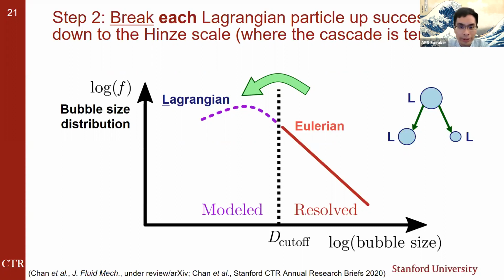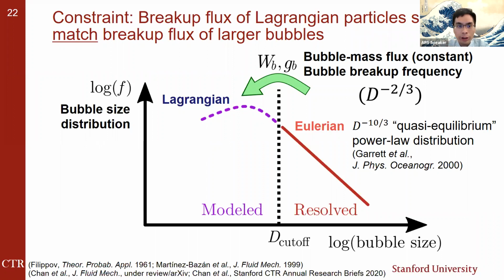Just like in single-phase LES, we need to match the Eulerian and the Lagrangian behavior. We can do this by matching the breakup flux of the Lagrangian particles to the breakup flux of the larger resolved bubbles. We know from theory, simulations, and experiments that the large bubbles follow a d to the negative 10/3 quasi-equilibrium power law distribution. This turns out to be consistent with a constant bubble mass flux and a breakup frequency that scales as the size of the bubble to the power of negative 2/3. And in order for the small scale flux to match the large scale flux, the small scale flux also has to follow this breakup frequency. This is the constraint that we implement in our model.